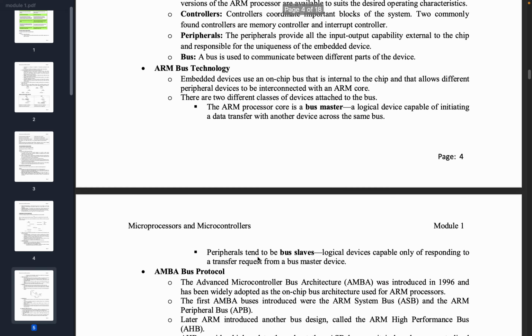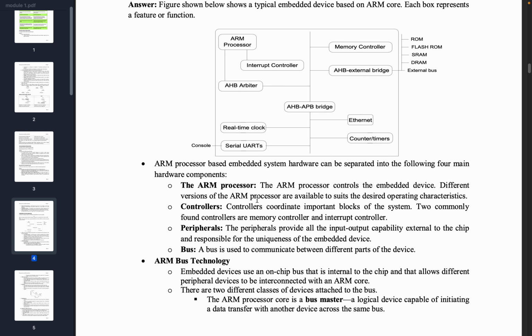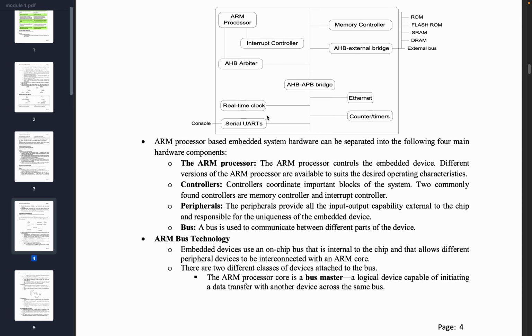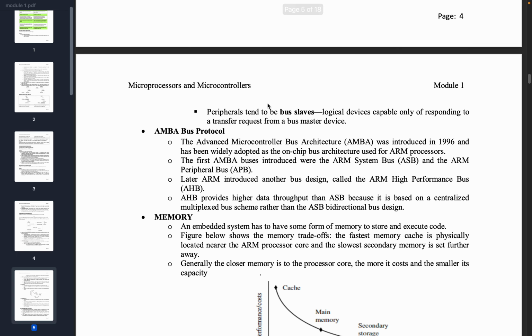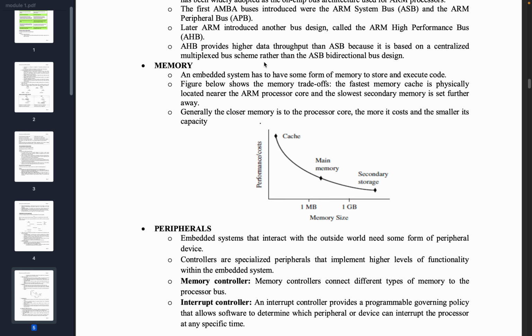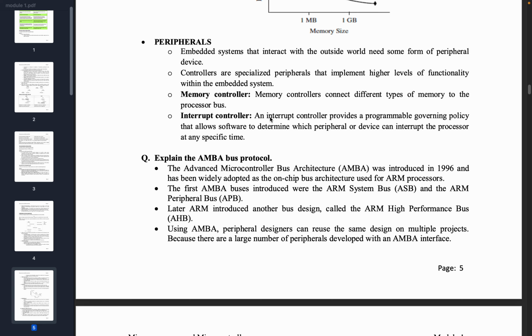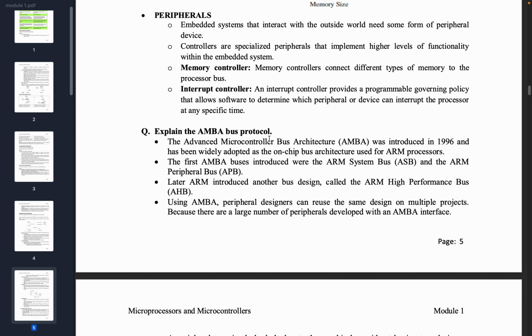Here we first have to consider four main components: the ARM processor, controller, peripherals, and bus. Next we have to write the AMBA bus technology: Advanced Microcontroller Bus Architecture, widely used since 1996 and widely adopted as an on-chip bus. Then go through the memory and peripherals, which you should write. The next one is to explain the AMBA bus protocol. That is the same thing as here, so I won't explain it again.